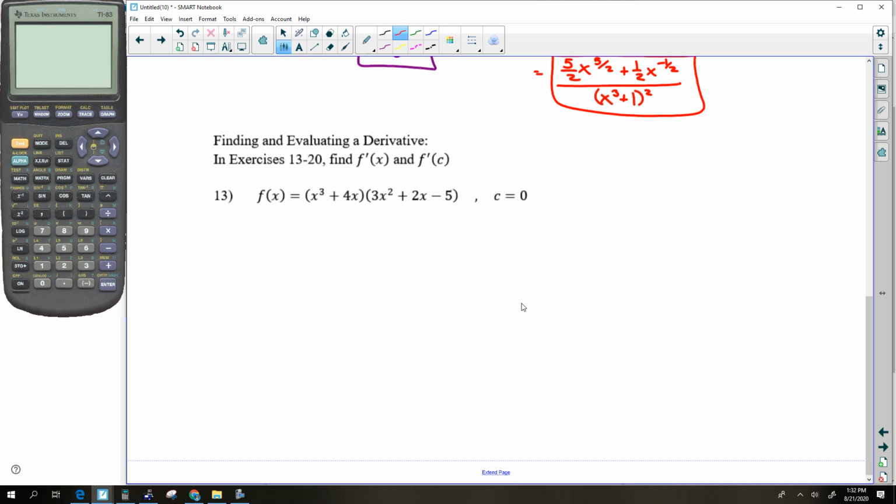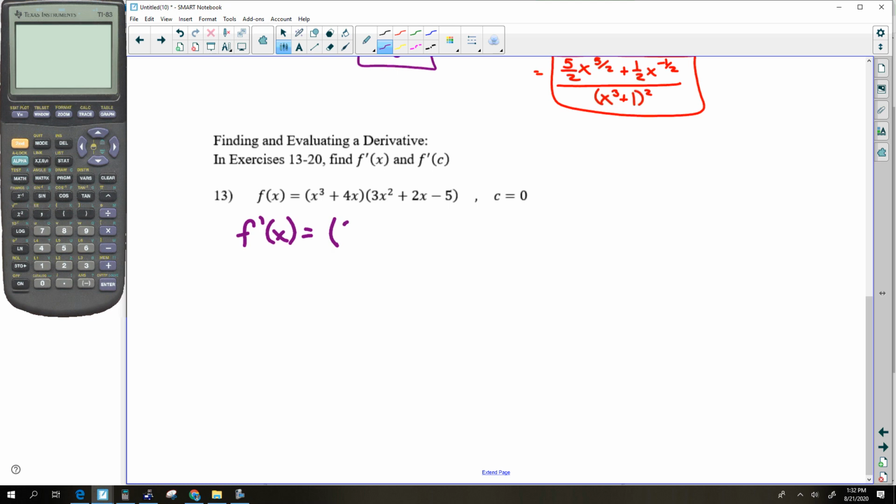F prime of x and F prime C, okay, but you need to use the product rule. All right, so the first thing you need to do is we are evaluating the derivative when x is going to be equal to 0. But notice how the derivative is a little bit more complicated. This one is the product rule.